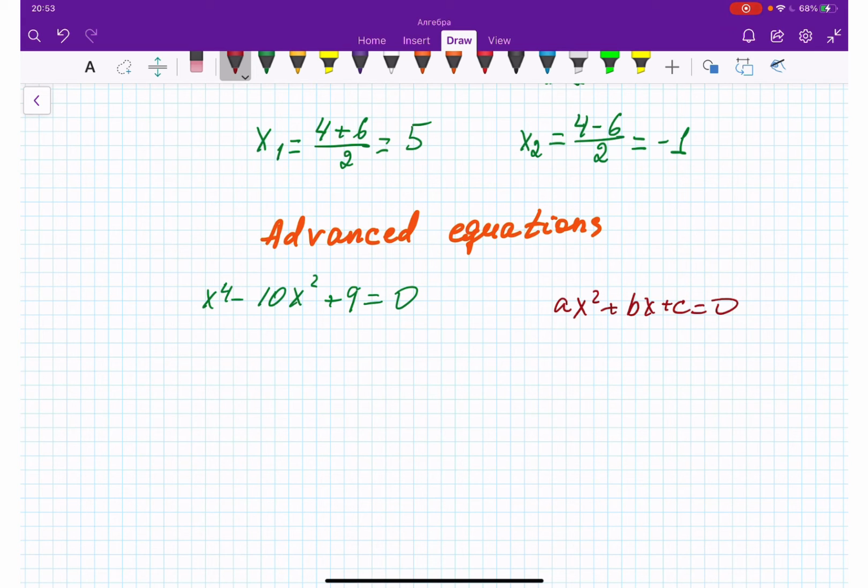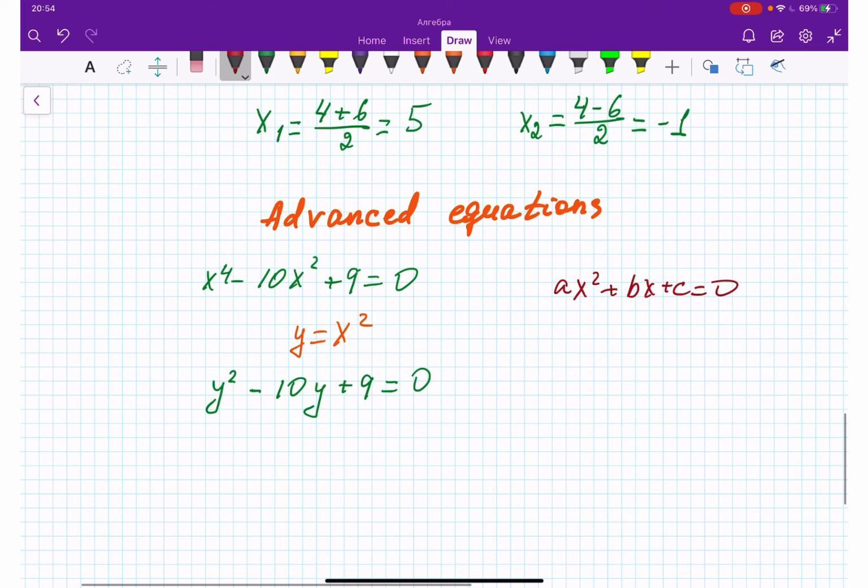So I'm going to do substitution, and this is the type of substitution I'm going to do. y is equal to x squared. Okay, I'm going to substitute, and as a result, I'm going to get y squared minus 10y plus 9 equals 0. Okay, so let's write down the coefficients: A, B, C. All right, A is equal to 1, B is equal to negative 10, C is equal to 9.